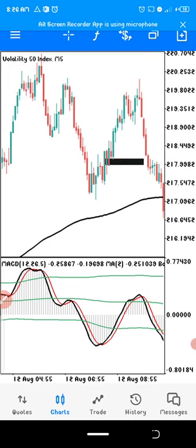Now my stop loss is going to be below the low of the market, the last low I can recognize in the market. That is going to be my stop loss.